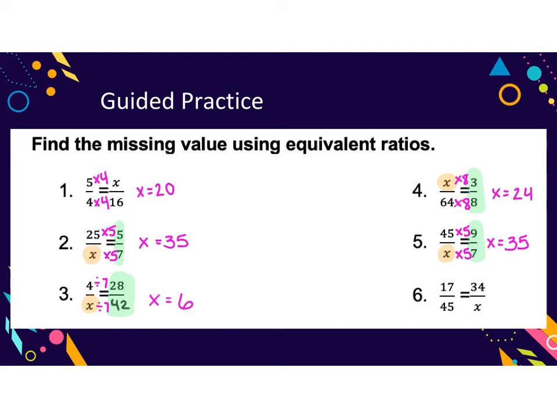And our last question, we want to find the value of x. We'll start with the ratio that we already know, 17 to 45. And I want to figure out how to get from 17 to 34. If we multiply 17 times 2, we would get 34. So 45 times 2 will tell us our value of x, and x equals 90. So 17 to 45 is an equivalent ratio to 34 to 90.